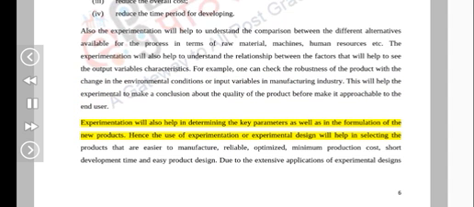Experimentation will also help in determining the key parameters as well as in the formulation of new products. Hence, the use of experimentation or experimental design will help in selecting the products that are easier to manufacture, reliable, optimized, with minimum production cost, short development time and easy product design, due to the extensive applications of experimental designs.